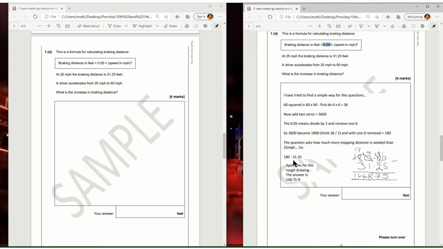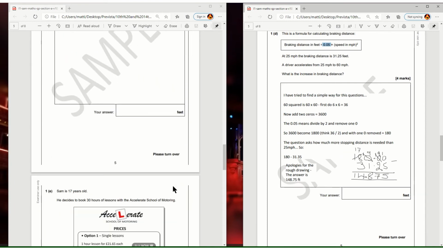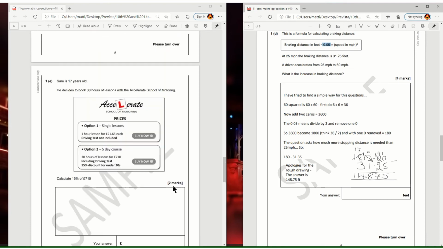Okay, so all we're now actually doing is the 180 feet that I've discovered here, minusing that by 31.25, 148.75. Okay, but again, have a reflection on that one. Any help you want, let me know, and I'll go through that in a little bit more detail with you.